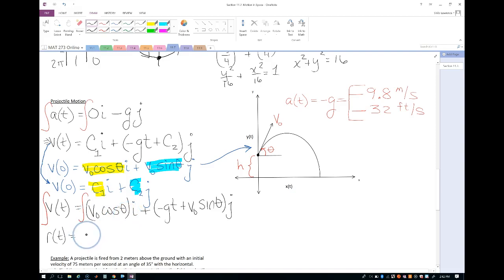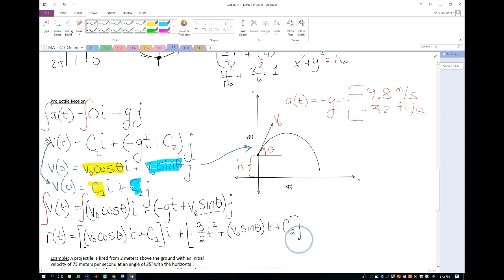So our antiderivative is V sub 0 cosine theta t plus some arbitrary constant. Every time we do an indefinite integral, we will have an arbitrary constant. And then for our j component, we need to do the power rule on negative gt. So we get negative g over 2 t squared. And just like before, v sub 0 sine theta is a constant, so its antiderivative is going to be v sub 0 sine theta t, and then plus another arbitrary constant, c sub 2.